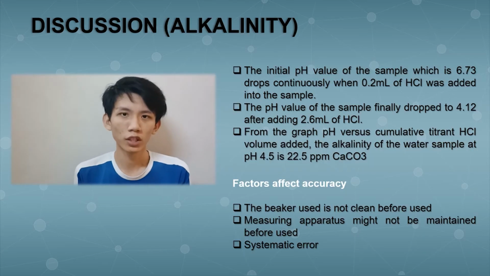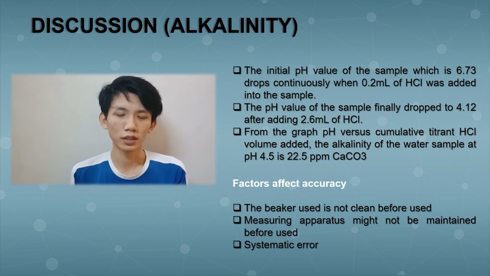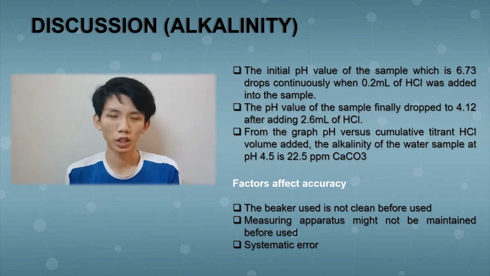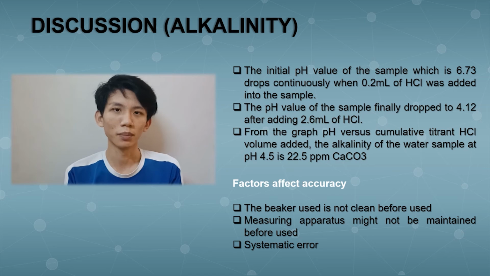The pH value of the water sample is 6.73, and will decrease continuously by adding 0.2 ml of HCl. For the graph, we can obtain the alkalinity of the water sample is 22.5 ppm calcium carbonate. So there are a lot of factors that influence the accuracy of the experiment, which are the beaker might not be cleaned before use, and the apparatus might not be maintained before use, and systematic error.